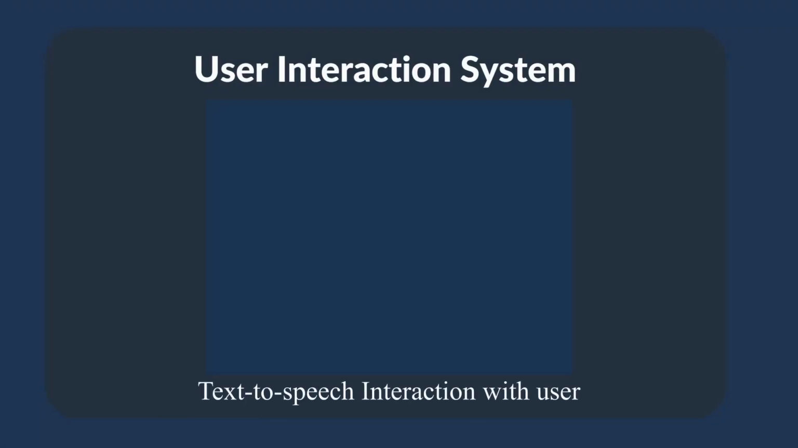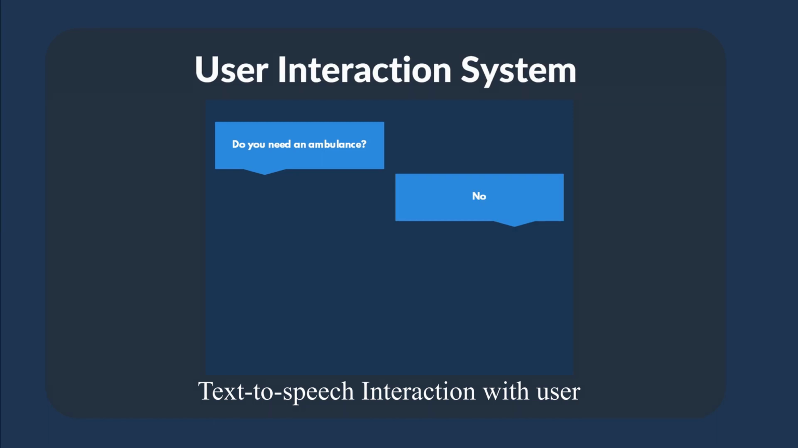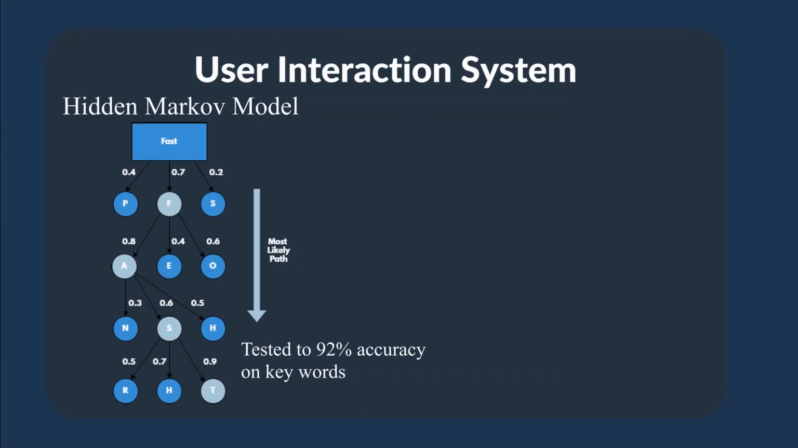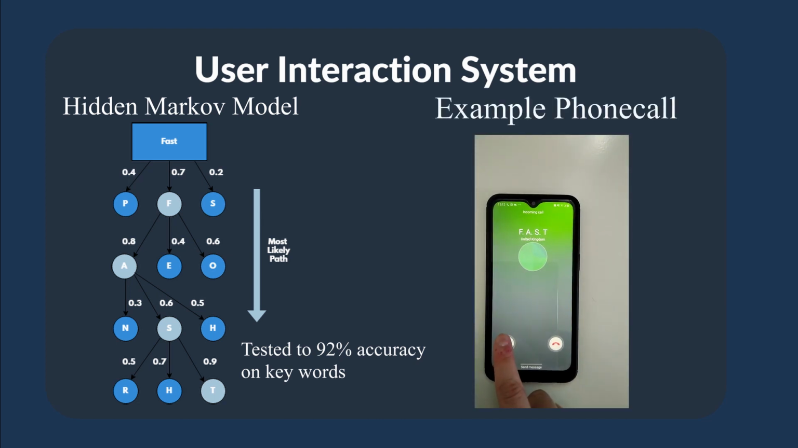When the system is triggered, the system uses text-to-speech to ask the user a series of questions in order to evaluate the situation. A hidden Markov model trained on the English language is then used to recognise the speech and determine what is being said. Depending on the user's responses, the system will either call an ambulance, a previously named contact, or deactivate.